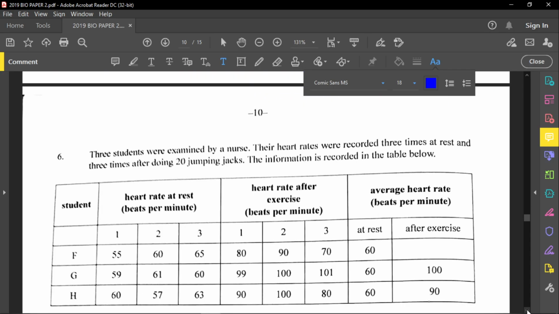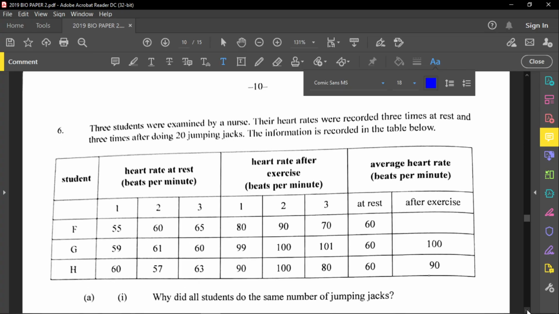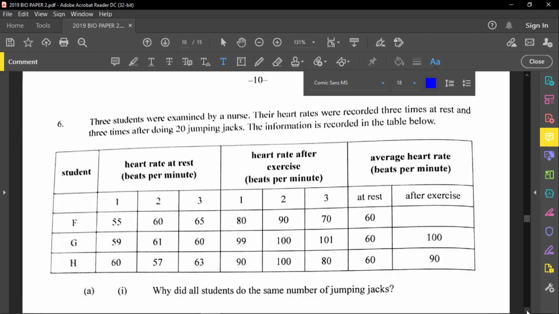Let's go to another question here. Question number 6 reads that 3 students were examined by a nurse. Their heart rates were recorded 3 times at rest and 3 times after doing 20 jumping jacks. The information is recorded in the table below. If you look at this, you'll see the information, so let's just analyze it.